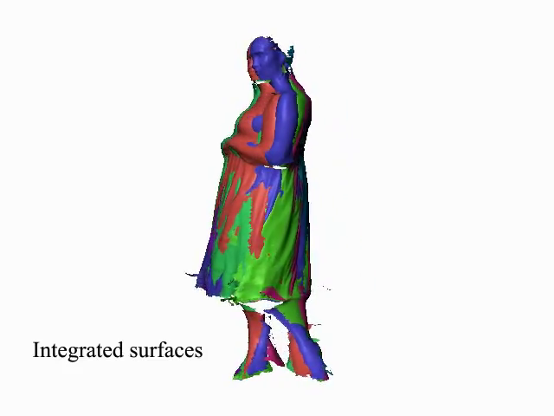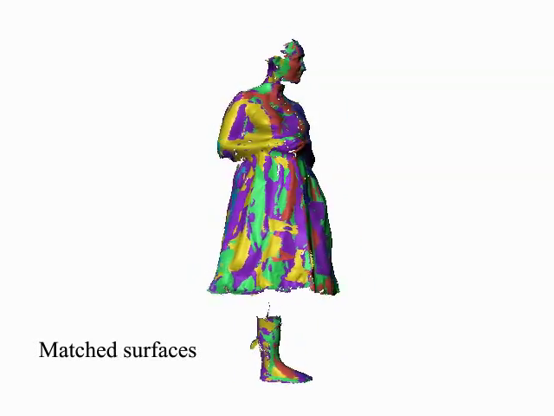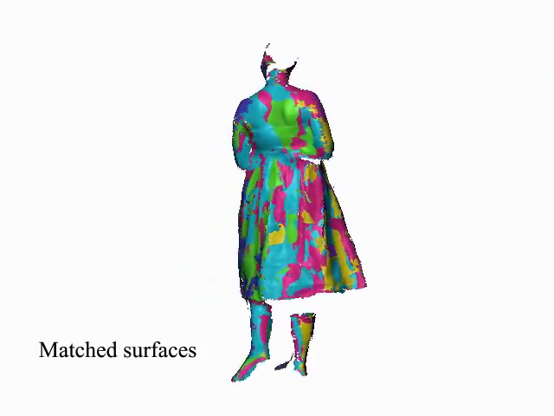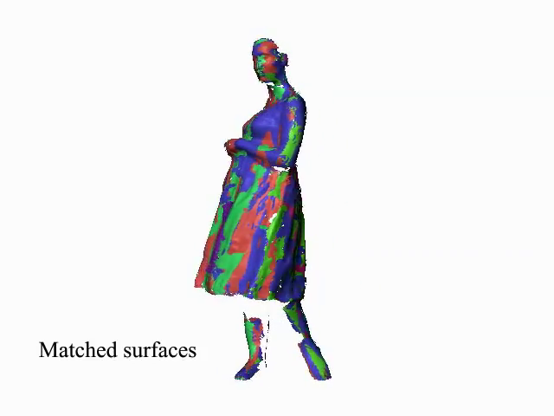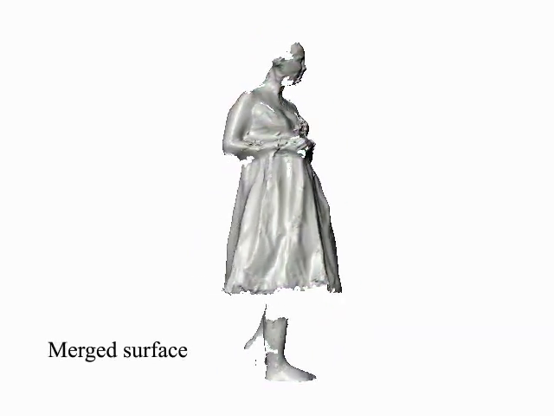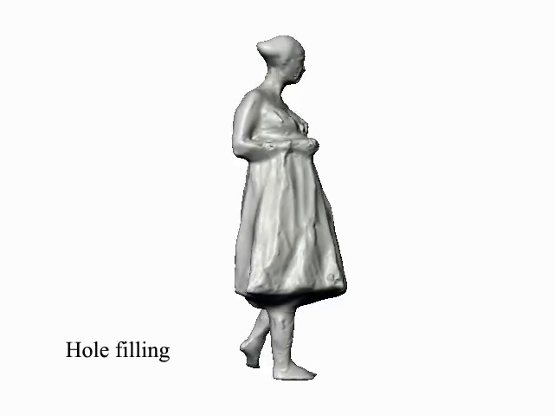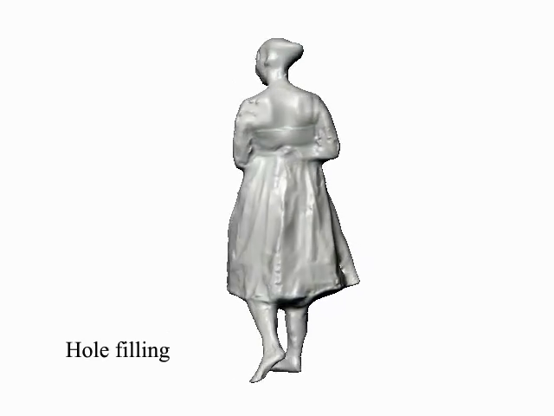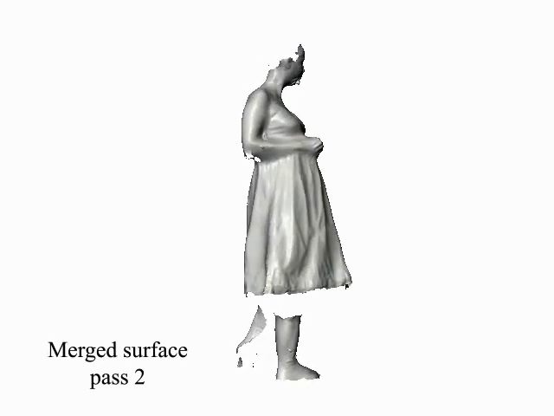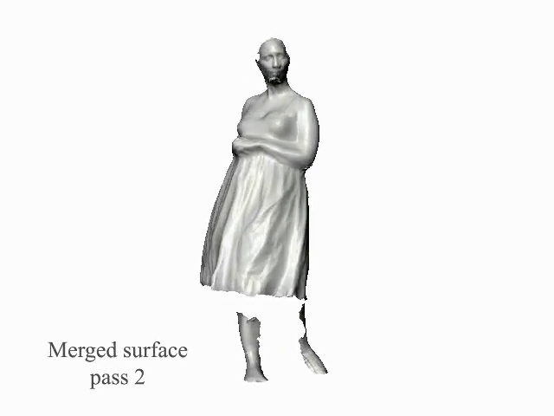Therefore, we perform matching on each pair of adjacent views, which tells us how to deform the scans to improve their alignment. We then merge the scans to obtain a single mesh and fill holes using constraints provided by the visual hull. A second pass of matching allows us to improve the alignment, and we remerge to obtain the final watertight mesh. We repeat this process independently for each frame. Our system does not perform any temporal smoothing.